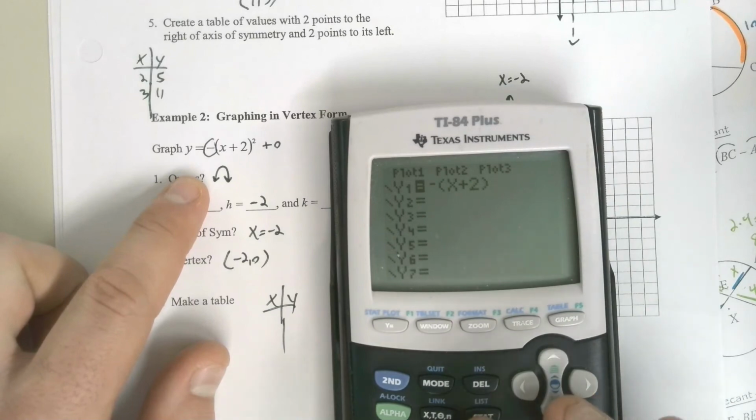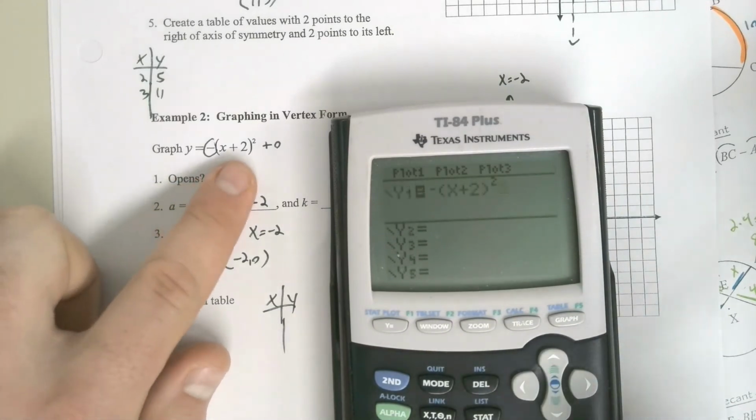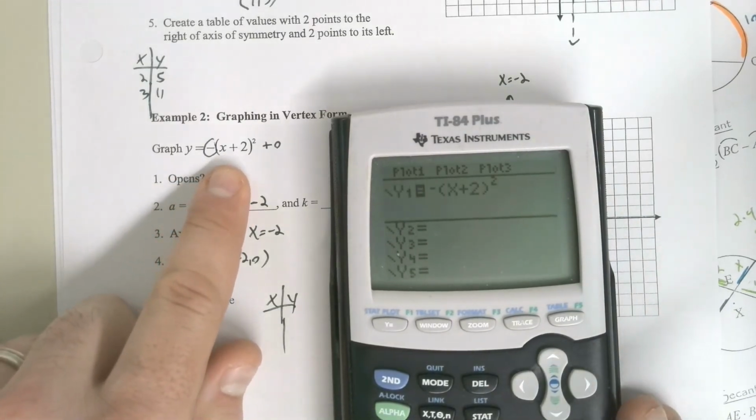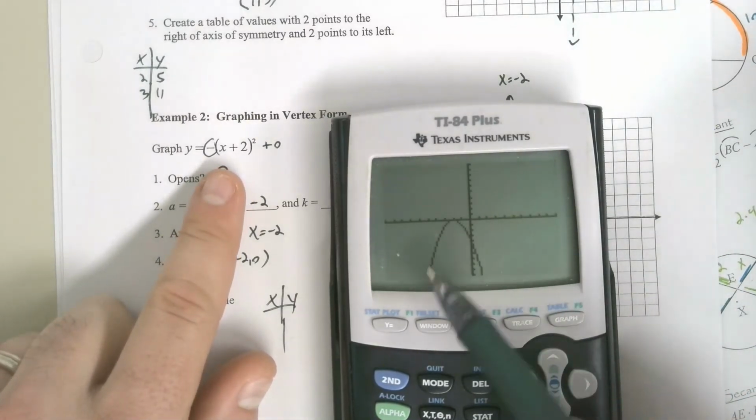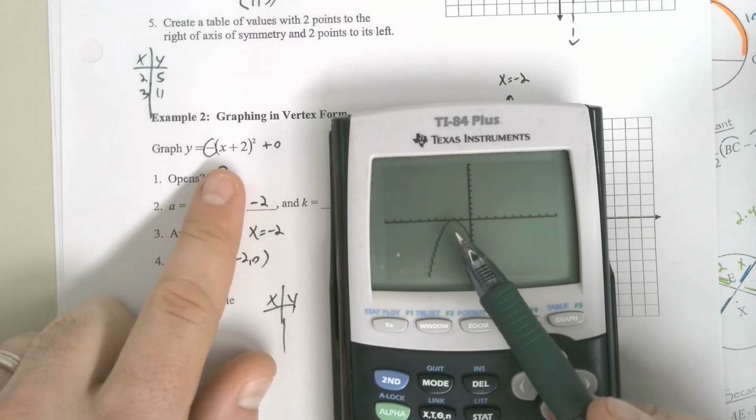So yeah, let's plug this guy in real quick so you guys can see it. So there's our equation, right? Typed in. Here's your graph, and she's right. See how it goes upside down? So -2, 0 is your vertex, right?